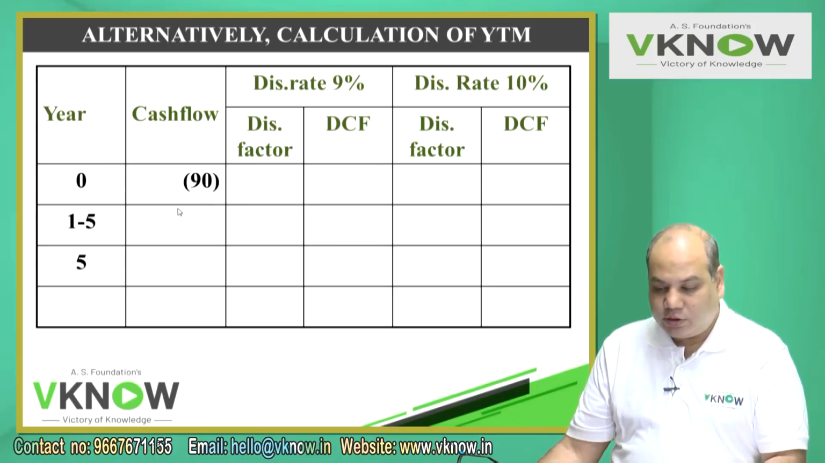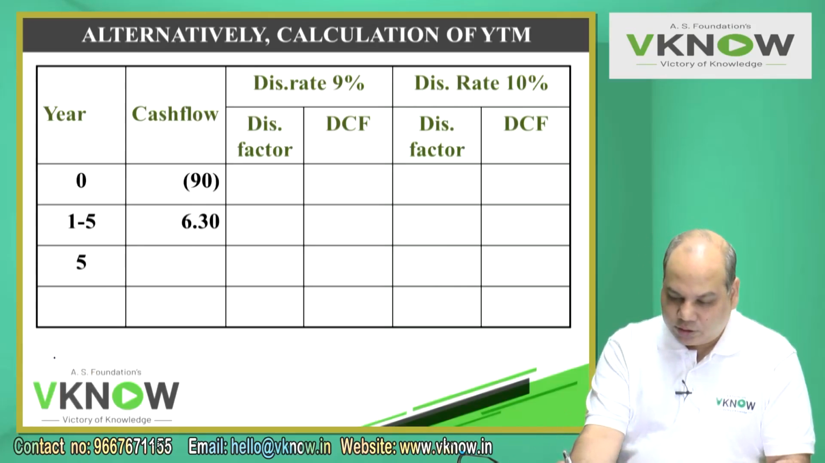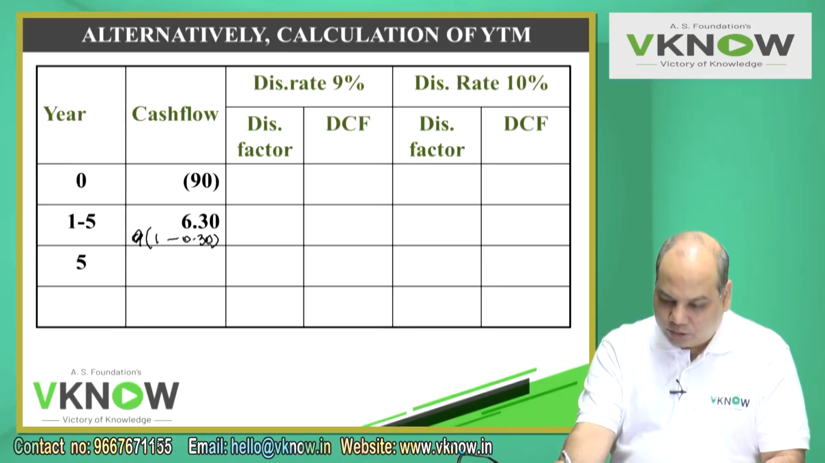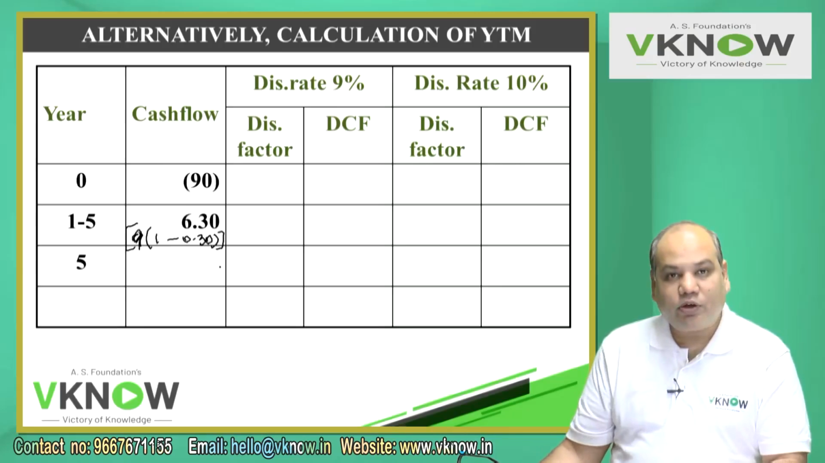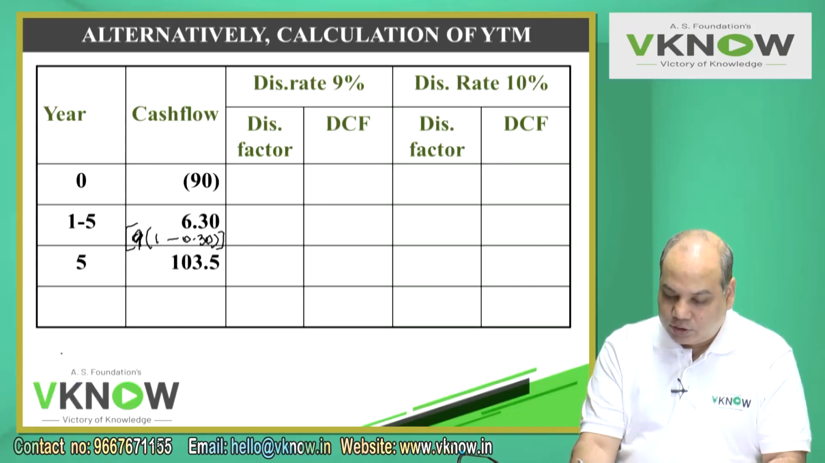For the next 5 years, you will get 6.30. 6.30 we have already discussed. If you want to write it again, then you write 9 into bracket 1 minus 0.30. And then in the last, 5th year, what will you write? 103.5, not 105. For all calculation now, this will be 103.5, step number 1.